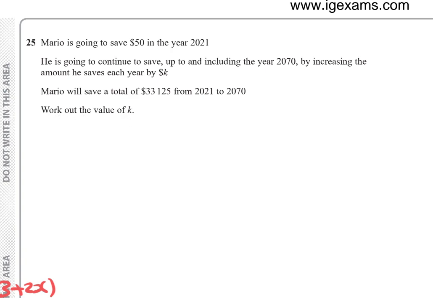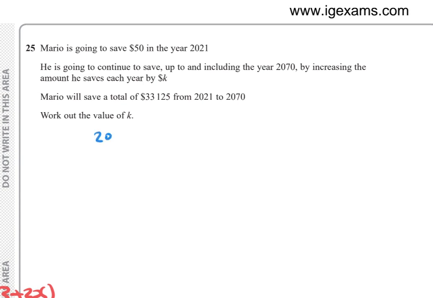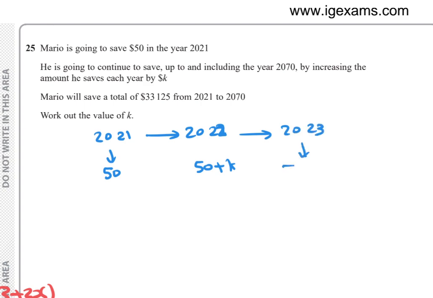So in 2021, he will save 50, and he will increase that by k each year. So 2022, this will be 50 plus k. 2023, 50 plus 2k, and so on. So this arithmetic sequence, I need to keep till 2070.